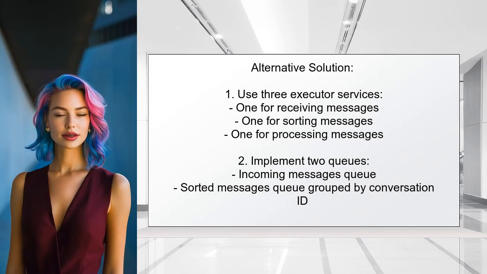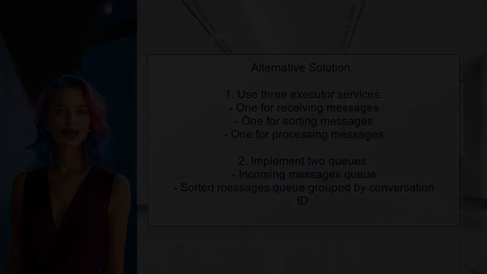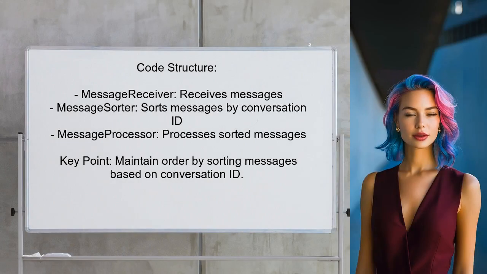Now, let's shift our focus to a different response. This user suggests an alternative approach using 3 executor services. One service receives messages, another sorts them, and the third processes them. They propose using one queue for incoming messages and another for sorted messages grouped by conversation ID. The user also outlines the structure of their code, which includes classes for receiving, sorting, and processing messages. They emphasize the importance of sorting messages by conversation ID to maintain order during processing.